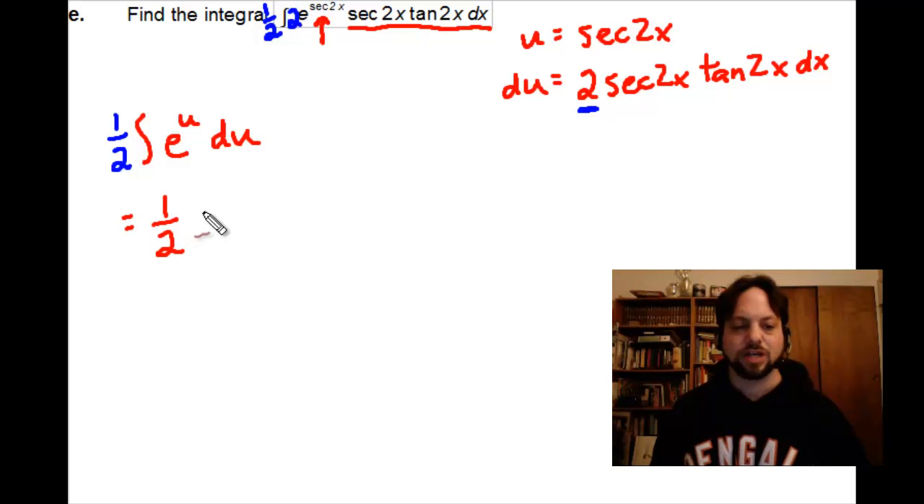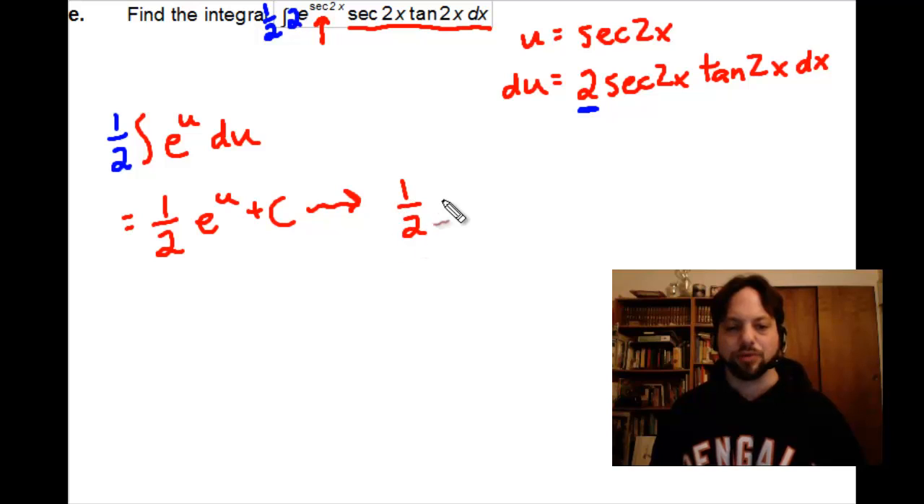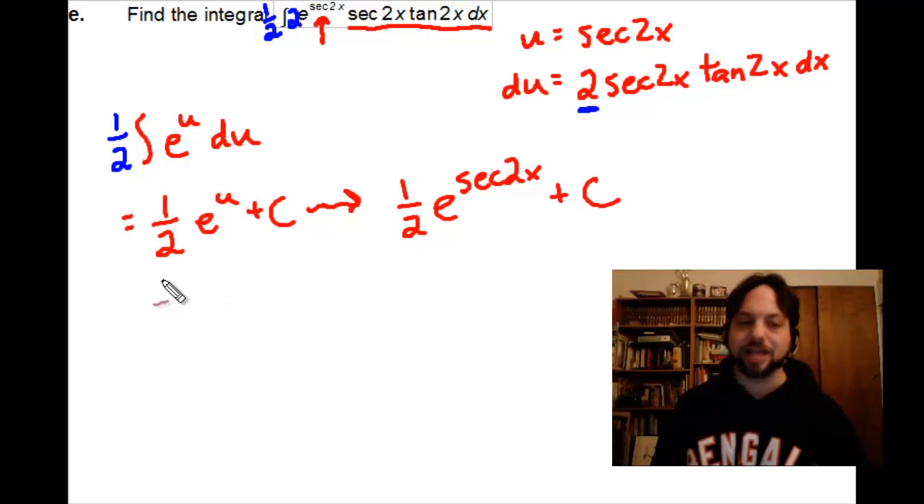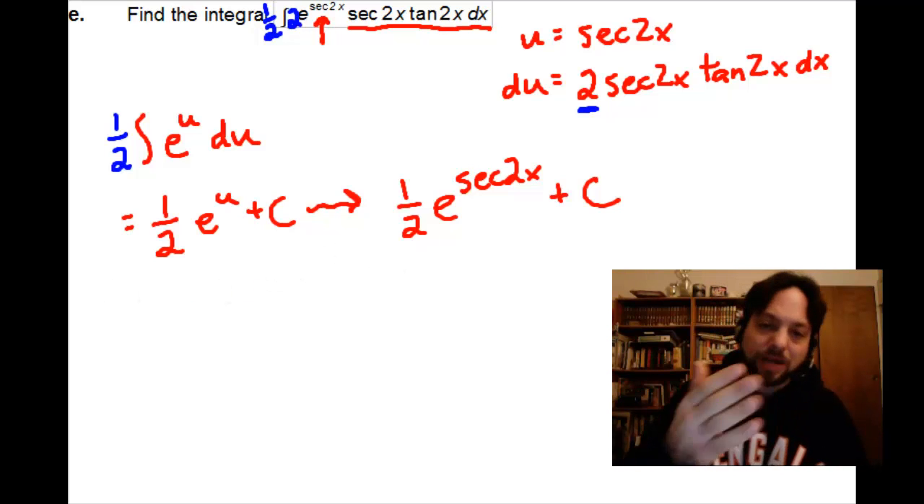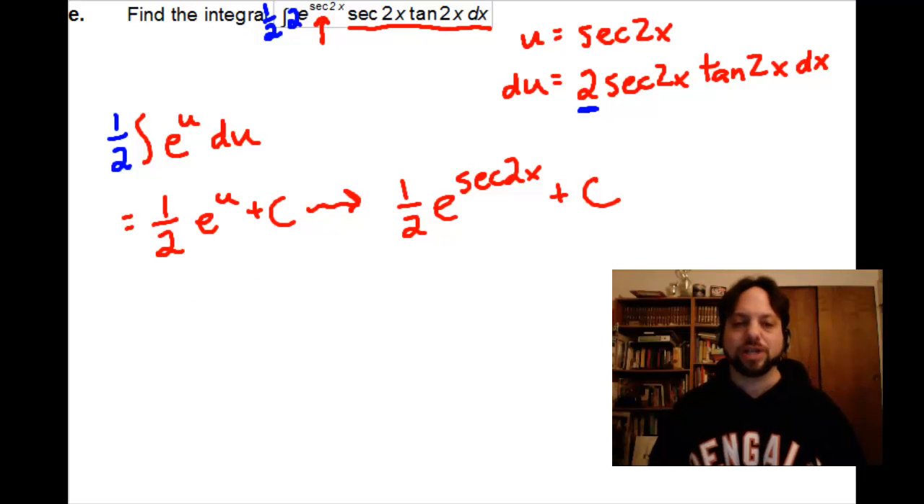That, of course, will give us 1 half e to the u plus c. And if we unsubstitute, we're going to end up with 1 half e to the secant 2x plus c. That, again, just like example D, seems to be way too easy. But give it a shot. Differentiate our result and see that it does, in fact, work.